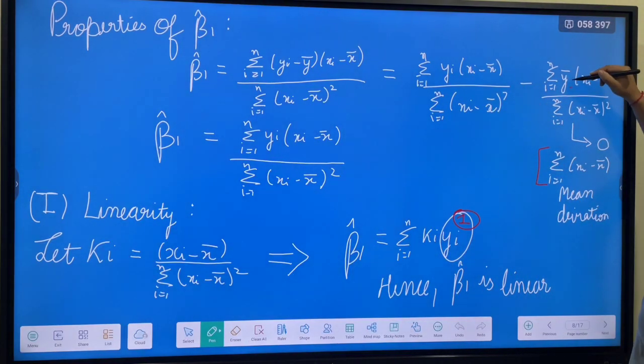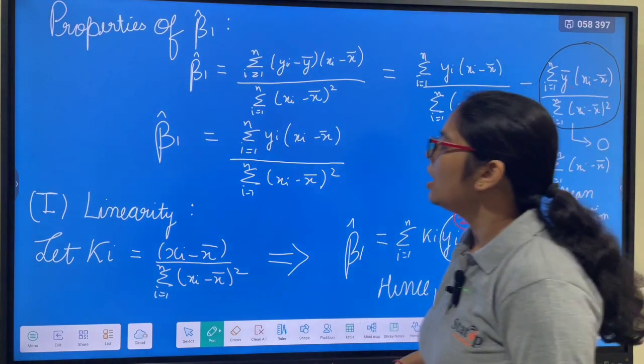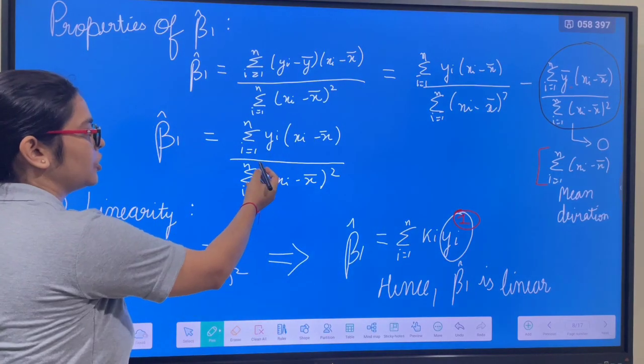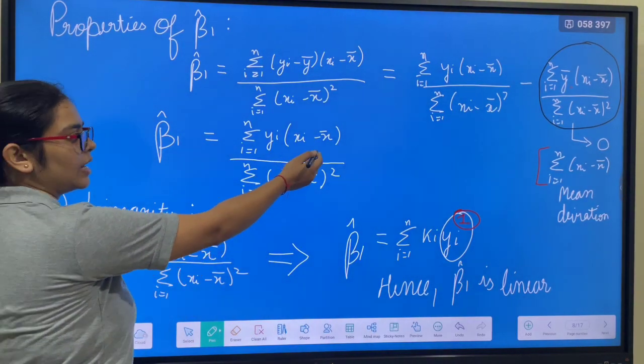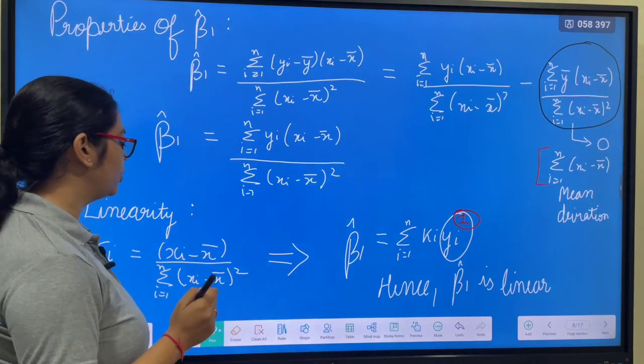Now, here we see that summation xi minus x bar is written alone, and we know that summation xi minus x bar is nothing but mean deviation, so it becomes 0. So this whole value becomes 0. So beta 1 cap is left as summation i goes from 1 to n, yi into xi minus x bar, upon summation i goes from 1 to n, xi minus x bar whole square.